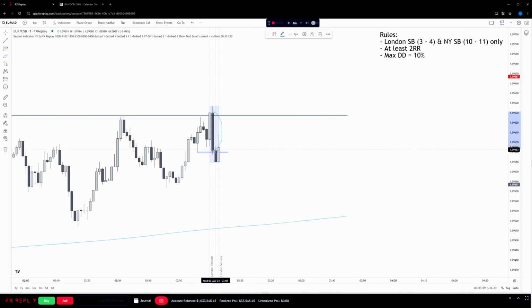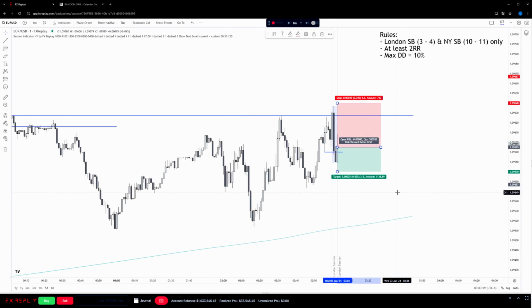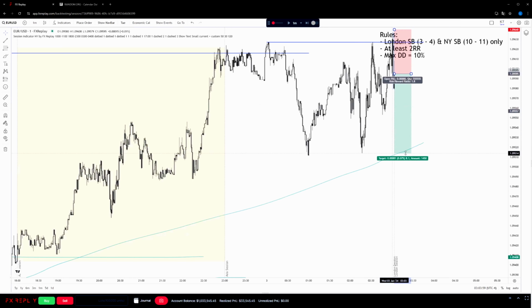We had this candle right here, which clearly engulfed this one. So that is showing momentum to the sell side, which we all know is not caused by retail. It's caused by institutions, right? So let us try to target a short.